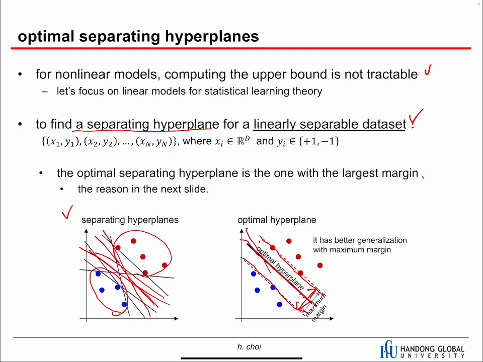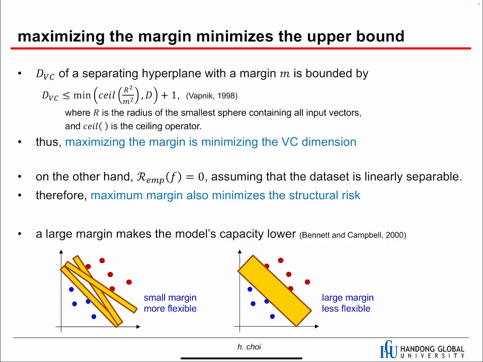When we have two lines like this, the margin is small. So we have to control these two lines. Then we're going to talk about why the optimal separating hyperplane is the one with the largest margin. The VC dimension of a separating hyperplane with margin M is bounded by this. By these equations, maximizing the margin is actually minimizing the VC dimension.